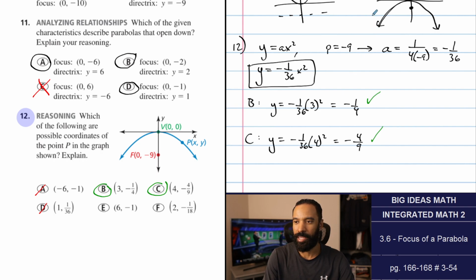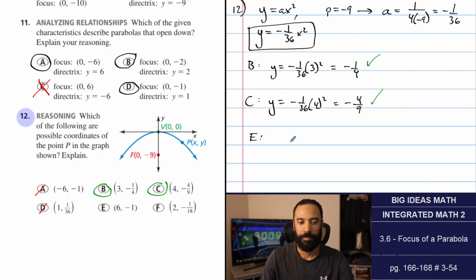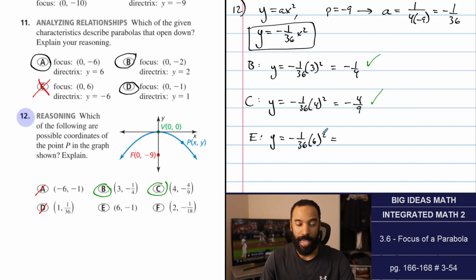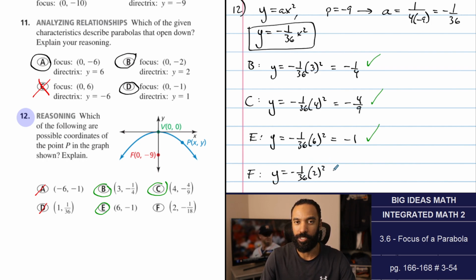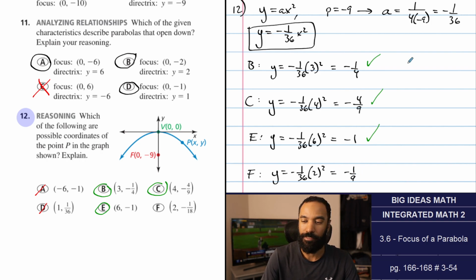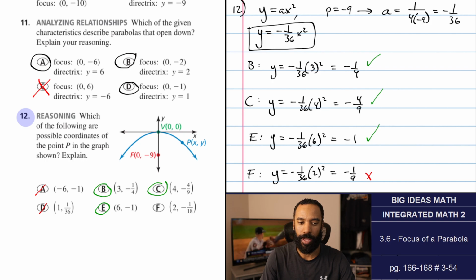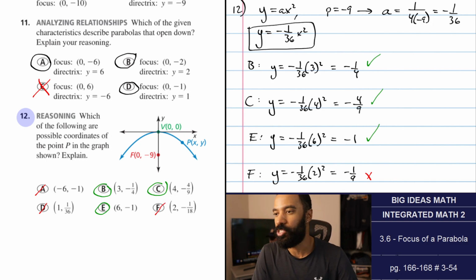E, because A and D didn't work. So E, plug in 6. And here we're going to get negative 36 over 36, which is negative 1. And that's the value that they showed, negative 1. So that one checks out. So E works. And then lastly, F. We substitute 2 into there. Y equals negative 1/36 times 2 squared. 2 squared is 4. So negative 4/36 is negative 1/9. Negative 1/9. They have negative 1/18. So that does not apply. That's also no good. It's just B, C, and E.